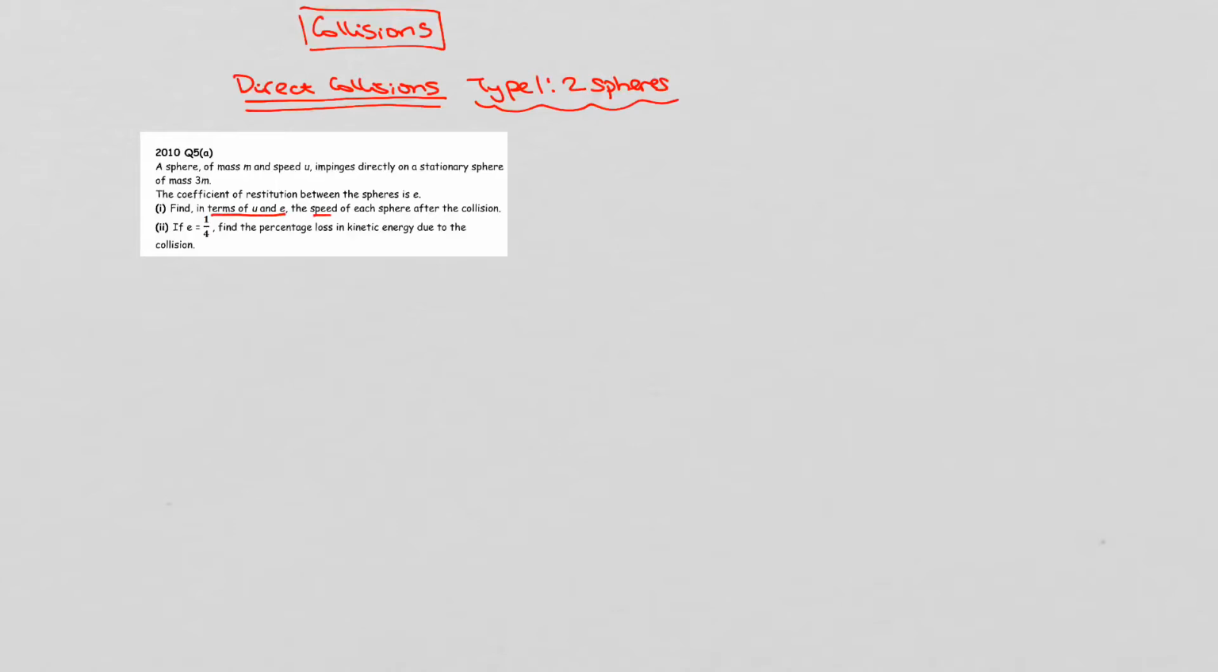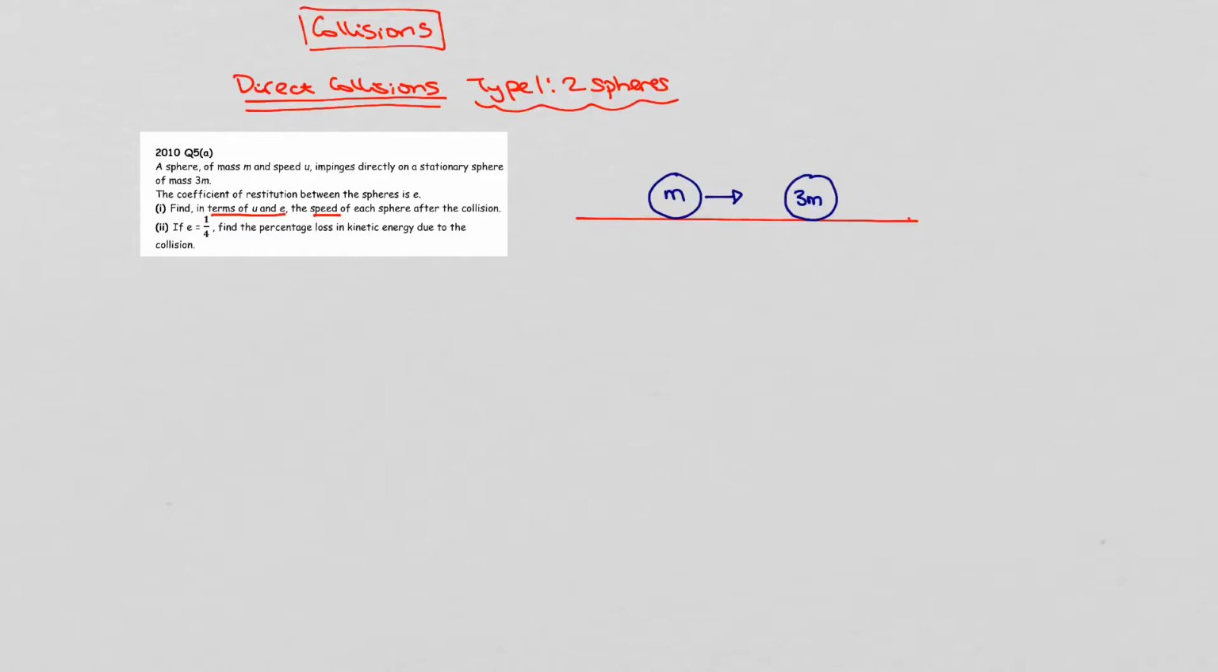And again, when we're looking for speed in this question, generally speed refers to the overall velocity, and you'd normally be looking for the magnitude. But because it's only two spheres here, we're only going to have movement in the i direction anyway. In the second part of the question, it says if e is equal to a quarter, find the percentage loss in kinetic energy due to the collision. Okay, so let's draw a diagram first and then set up our table.